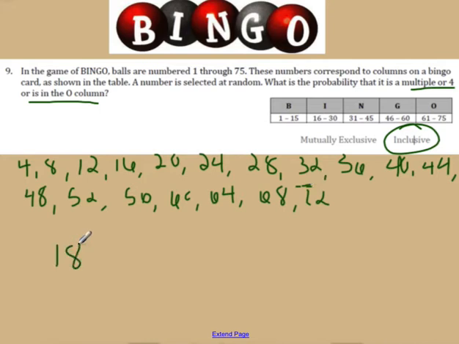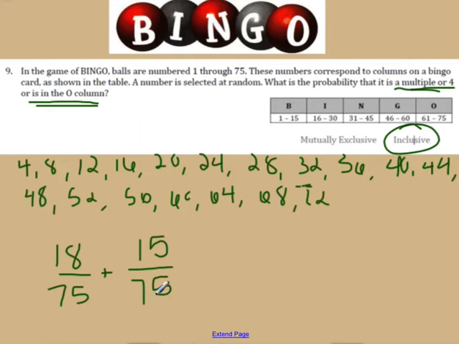So you need to ask yourself, okay, how many total balls are there? Well, 1 through 75, there's going to be 75 total balls. So there's 18 divided by 75. Now that I've calculated the probability that it's a multiple of 4, I need to figure out how many numbers are in the O column. We have 61, 62, 63, 64, 65, 66, 67, 68, 69, 70, 71, 72, 73, 74, 75. So that ends up being 15 numbers out of the 75.